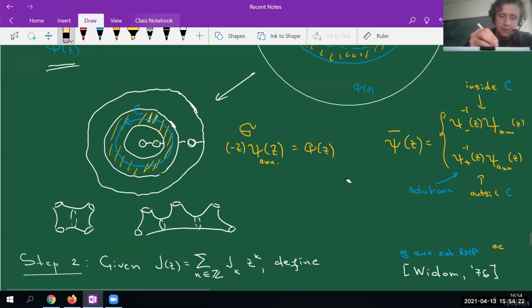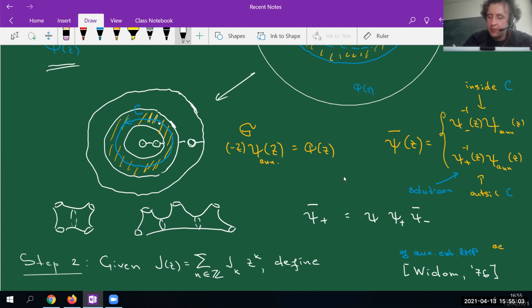More precisely, what we have is that psi bar plus corresponds to the values of psi bar on this side of the circle. So it means that it corresponds to this function here. So it is the same as psi bar minus, which is this function here, but multiplied by psi plus to compensate this, and multiplied by psi minus to -1 to get that.